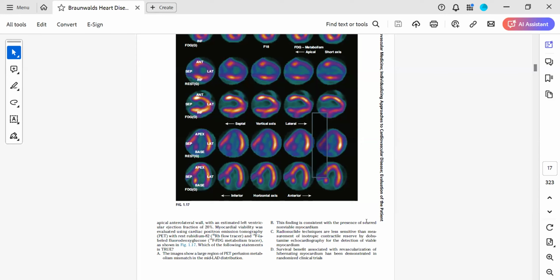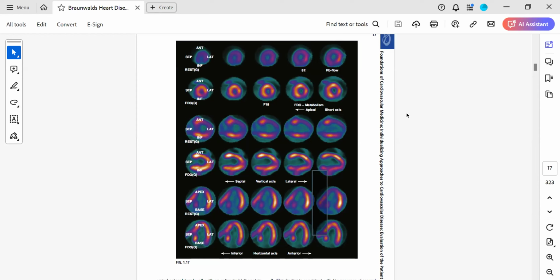So when you look vertically from top to bottom, the last series of images is labeled RB flow. That's the rubidium flow, the myocardial perfusion flow image. The second to the last, the one before it, that's the FDG, the metabolism tracer image. So we're actually comparing side by side.